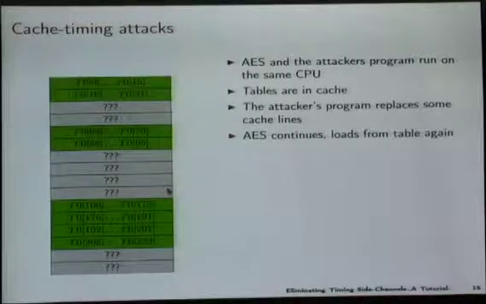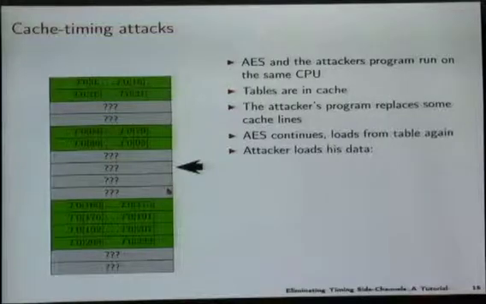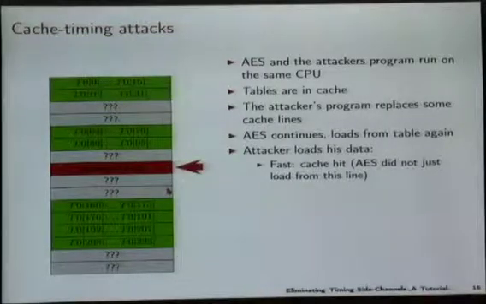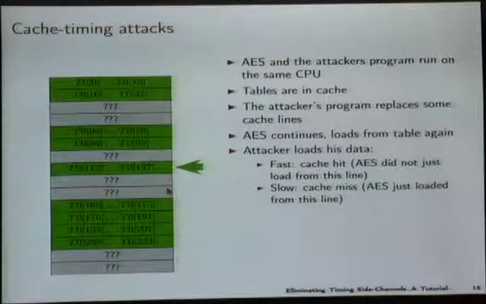Now it's AES's turn again, and the attacker doesn't really know what's in there. It could be that AES has again loaded from those table entries and replaced data in cache, or maybe not. So the attacker now loads data. And if this is fast, then the attacker gets a cache hit, so his data was still in cache, meaning that AES didn't replace this cache line. And if it's slow, then there was a cache miss. In other words, AES just did load from this cache line. So the attacker measures the time and learns something about whether AES loaded from this cache line.